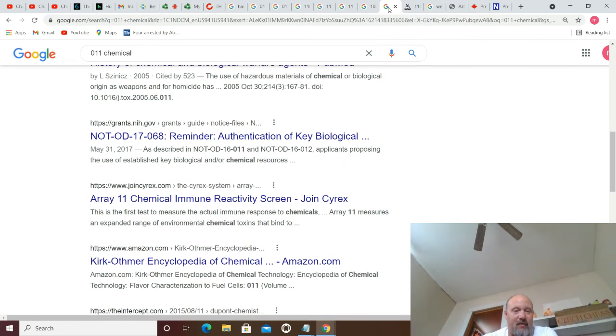And the most interesting thing to me was this Array 11 chemical immune reactivity screen. This is the first test to measure the actual immune response to chemicals. Array 11 measures an expanded range of environmental chemical toxins. And I don't think I really need to go much farther into that, guys. Chemical immune reactivity screen. Actual immune response to chemicals. So I wonder why they'd want to be calculating that.